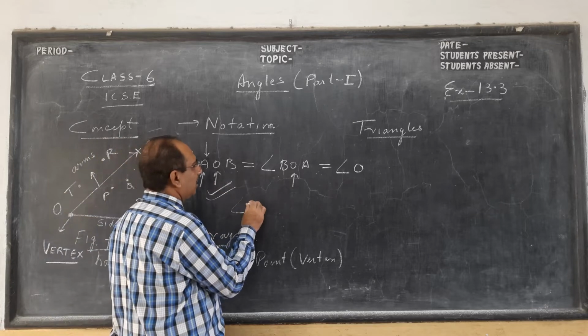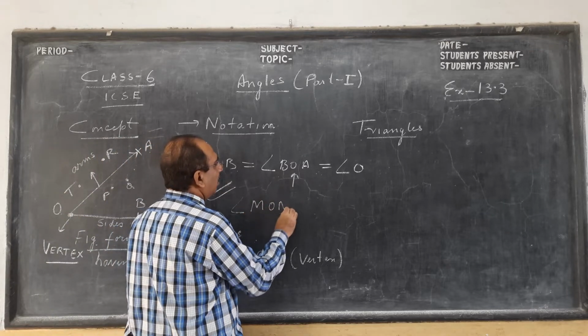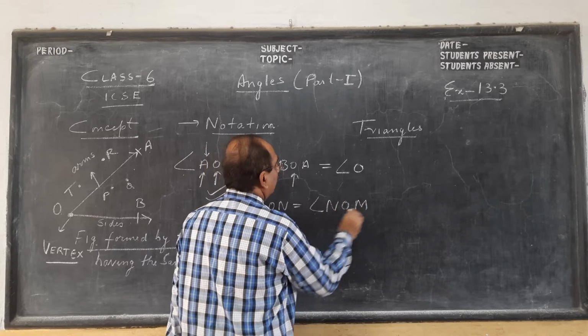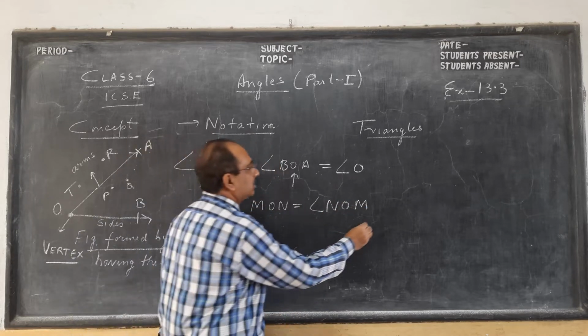One more example I'll give you. MON and NOM. Both are the same angle, children.